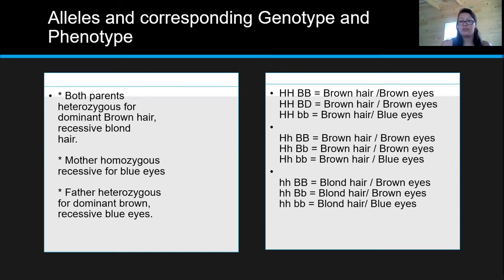And then just on the other side here, I have how each of those genotypes and phenotypes are going to be expressed. So two uppercase H's, that means they have brown hair. Two uppercase B's, that means they have brown eyes. Further down here, two lowercase h's, that means they have blonde hair, and two lowercase b's, they have blue eyes. Just so you can see how each of those is expressed and how we figure it out.